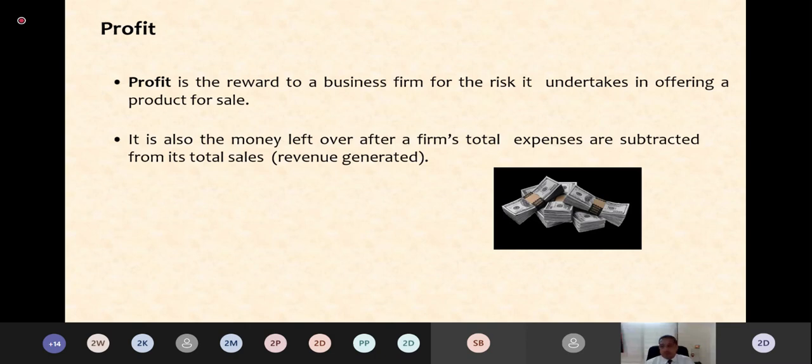There may be many different types of risk, and for the risk the company is taking, profit is the reward. It can be calculated as revenue minus expenses. So whatever the cost of manufacturing that product, or all the expenses required to make the product available to the customers, subtracted from the revenue, we get the profit.